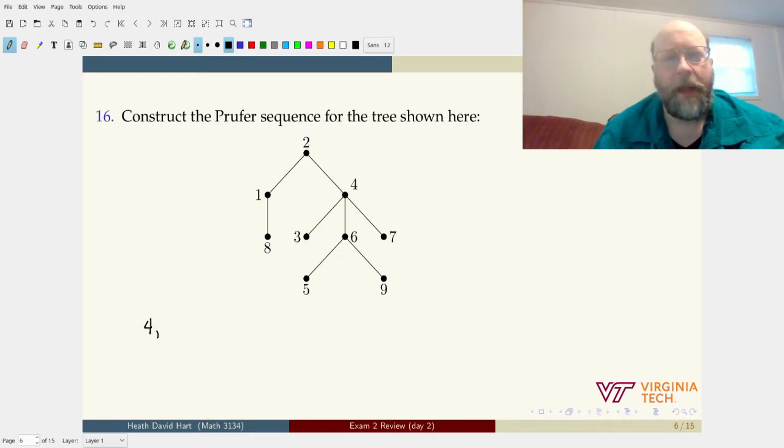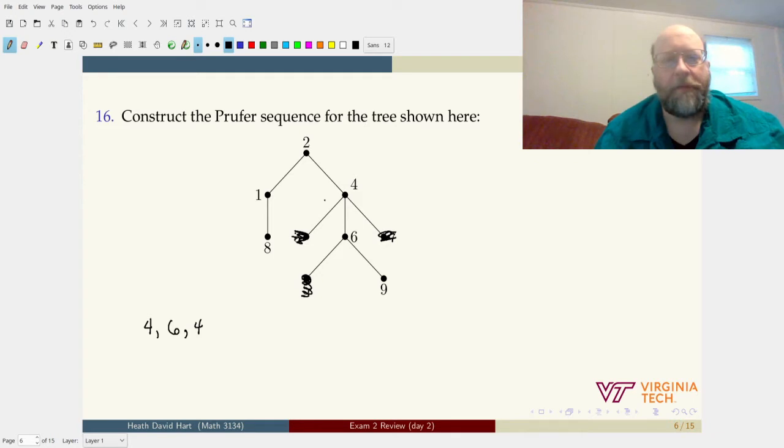Okay. And so now we're going to remove 3 from the tree. And we look for the leaf now that is the smallest leaf. My leaves are now 8, 7, 5, and 9. 5 is the smallest, and its parent is 6. So now we remove 5. So now my leaves are 8, 7, and 9. 7 is the smallest, and its parent is 4. So we remove 7 from the tree.